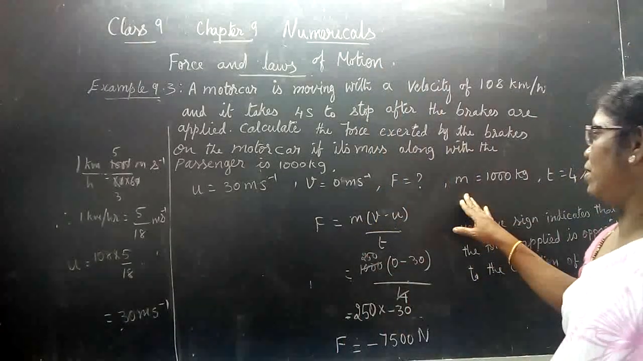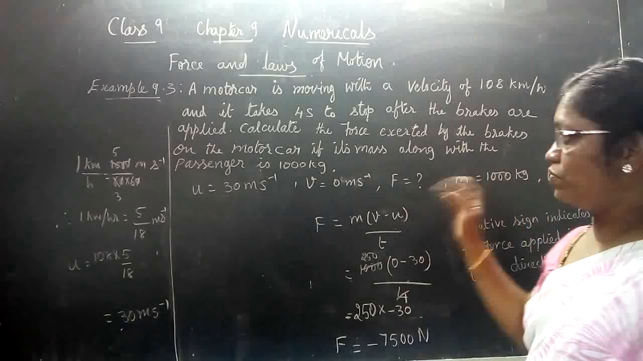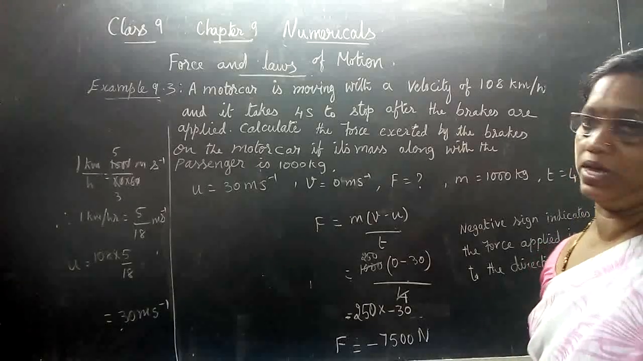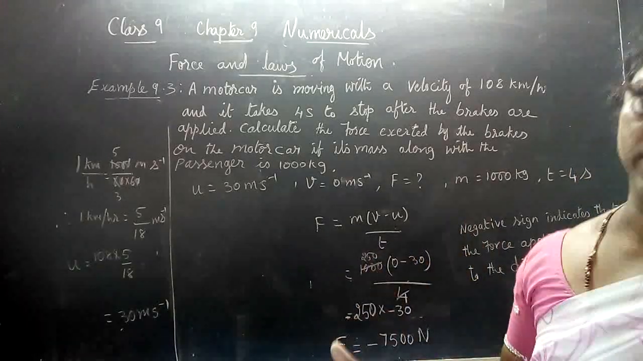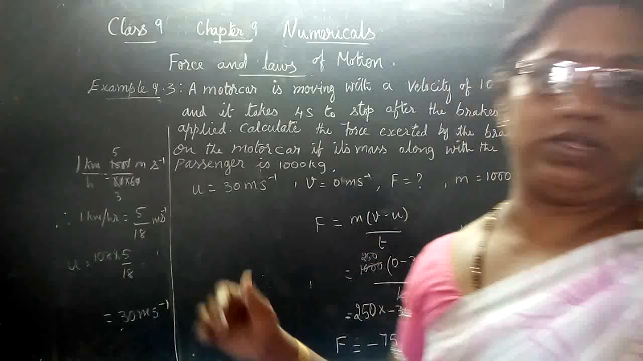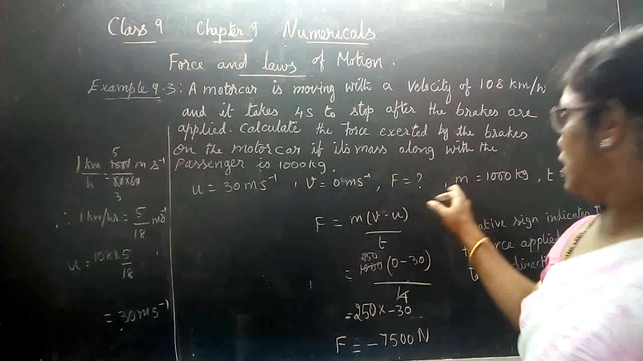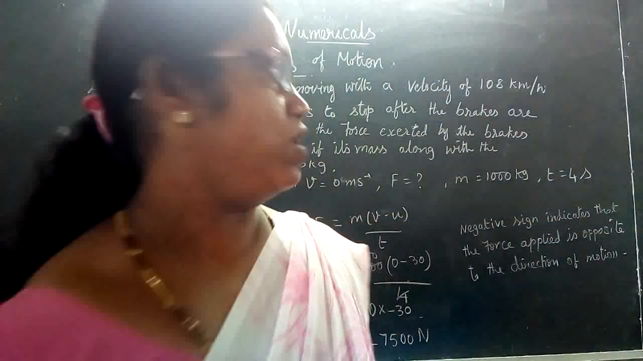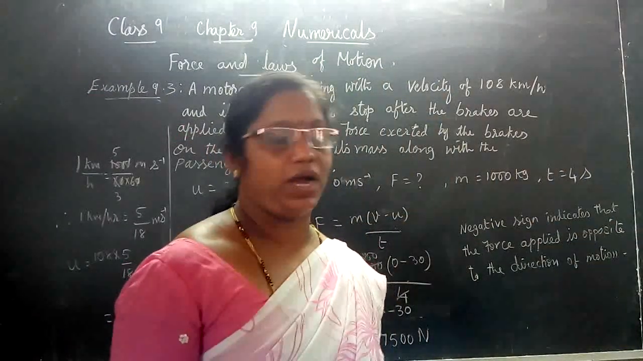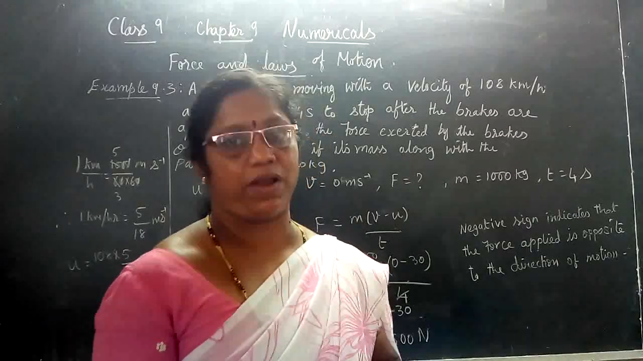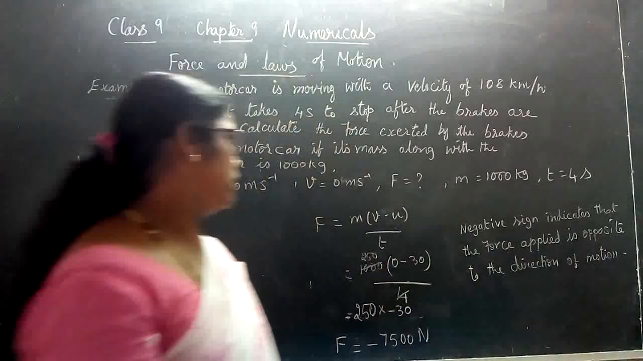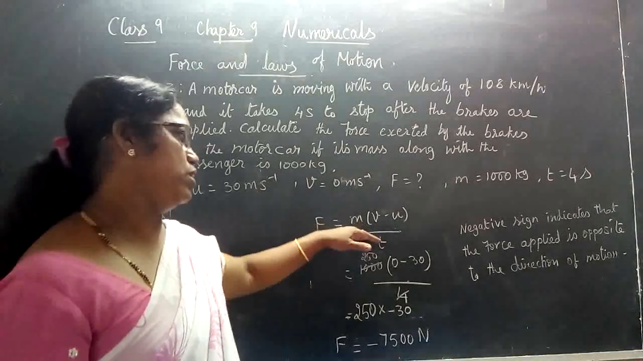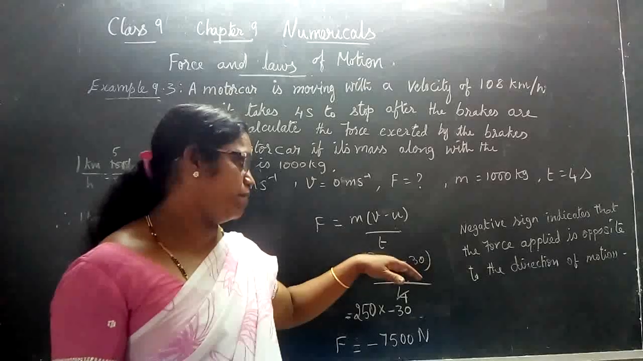And then, what is the mass of the car? Along with the passenger, it is 1000 kilogram. And since the mass is in kilogram, there is no need to convert it. m is equal to 1000 kilogram, and the time taken to bring it to rest is 4 seconds. Now you have to calculate how much force is applied by the brake on the car to bring it to rest. Hence, F is equal to m into (v minus u) divided by t.